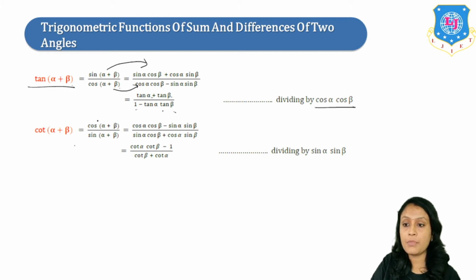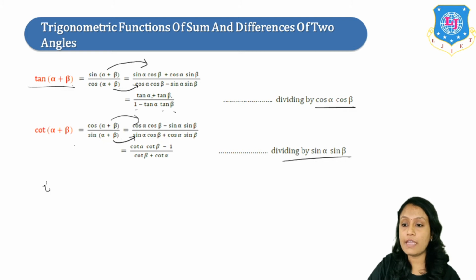Now we'll find the formula for cot alpha plus beta. So cot is cos upon sine. So we have cos alpha plus beta upon sine alpha plus beta. Write down the formula of cos alpha plus beta and sine alpha plus beta, and then divide this term by sine alpha sine beta. So on simplification we get cot alpha plus beta as cot alpha cot beta minus 1 upon cot beta plus cot alpha.